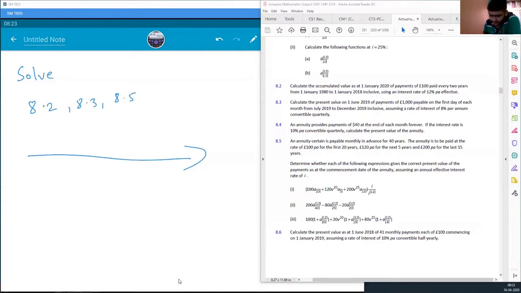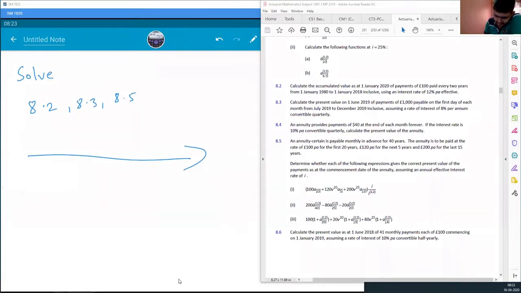We'll solve this 8.2, 8.3, 8.5. Now in 8.2 and 8.3, you'll see rather than giving us number of years or something, they have given us dates. Okay, so these are also very important type of questions. 8.2, calculate the accumulated value as of January 2020 of the payments of 100 every 2 years from 1st January 1980 to 1st January 2018.